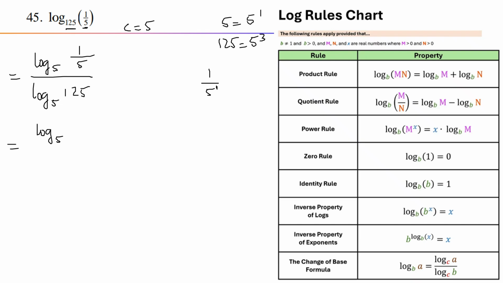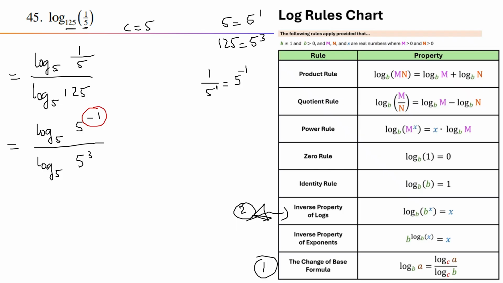The power here is 1, so we flip it. We have 5 to the power of -1, over log base 5 of 125, which is 5 to the power of 3. Now using the inverse property of log, we look for the exponent, that is the answer: -1 over 3.